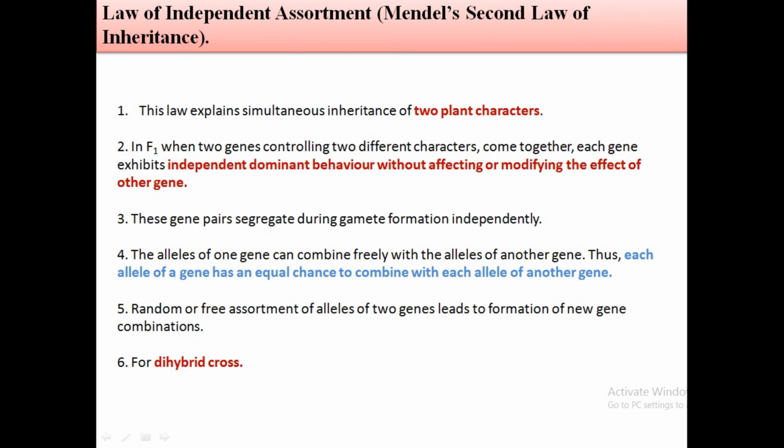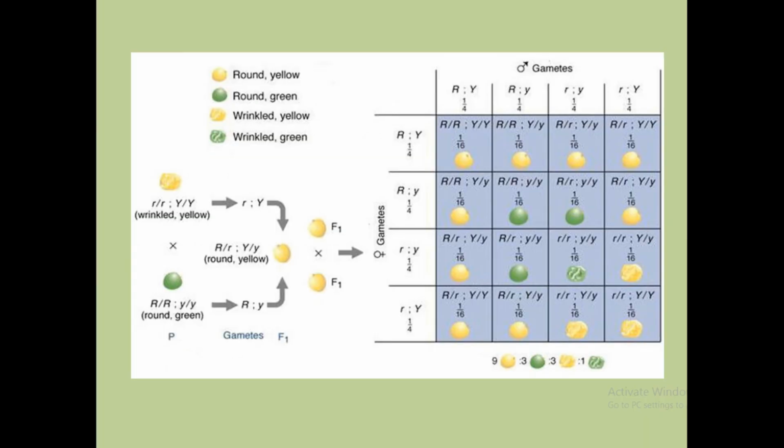These are very important points. You can write them down in your notebook. You should always remember this. I have highlighted a few points that are more important. Random or free assortment of alleles of two genes leads to the formation of new gene combinations. And this law of independent assortment is for the dihybrid cross. This is the picture of a dihybrid cross.